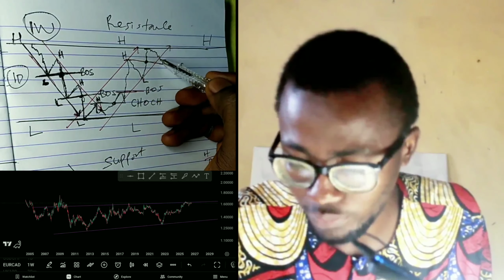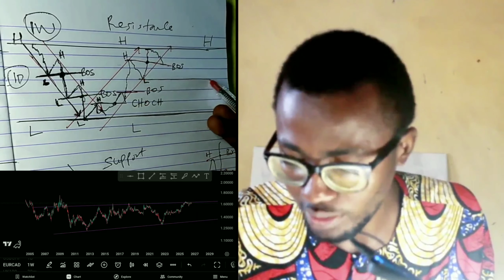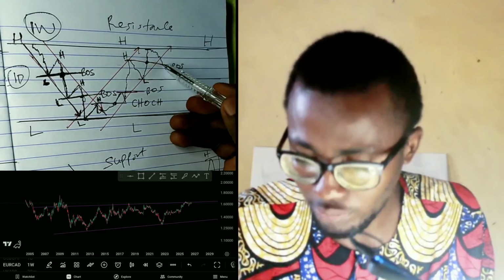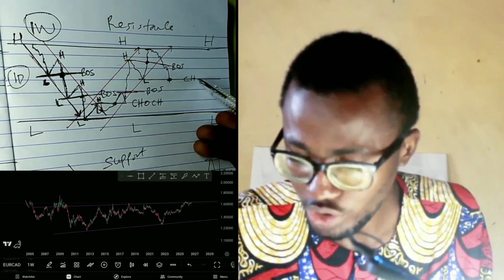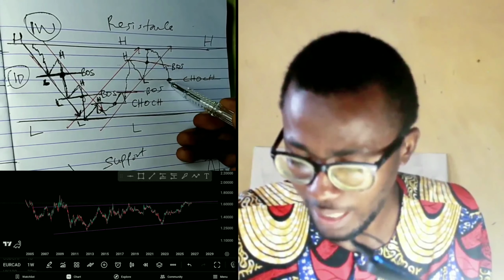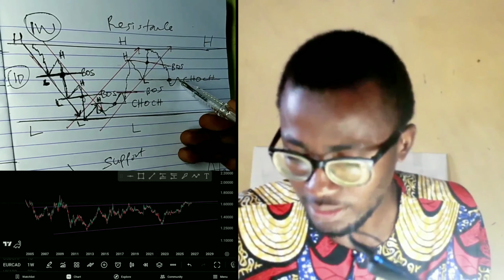Now it came down. This is the level of the low here. Now it came down and broke this low. As it broke this low, it's called what? Change of what? Character. Then after breaking the low, it reverses. Then it started coming down.